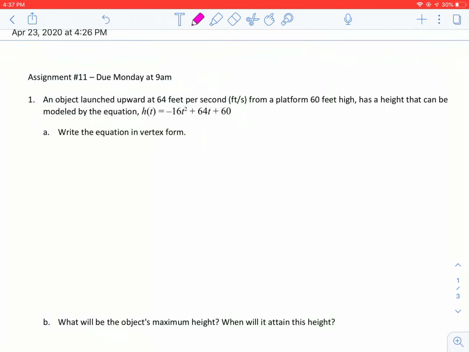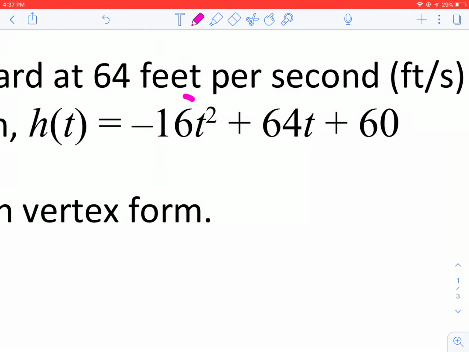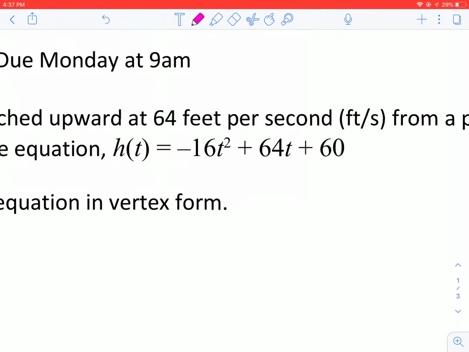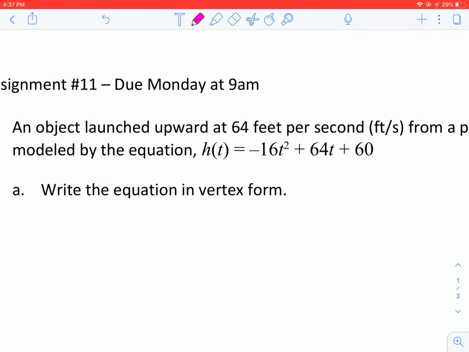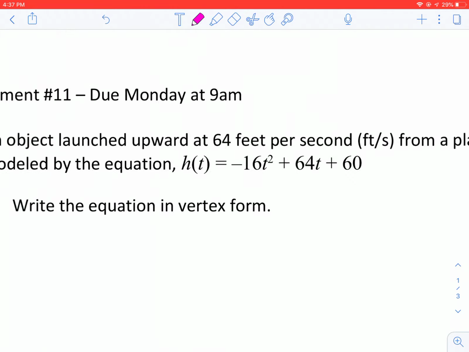An object launched upward at 64 feet per second from a platform 60 feet high has a height that can be modeled by this equation. And by the way, if you guys are wondering why we always see this negative 16 in front of the t squared, that comes from physics because the acceleration due to gravity is 16 feet per second squared towards the center of the Earth. So that's why it shows up in the equation.